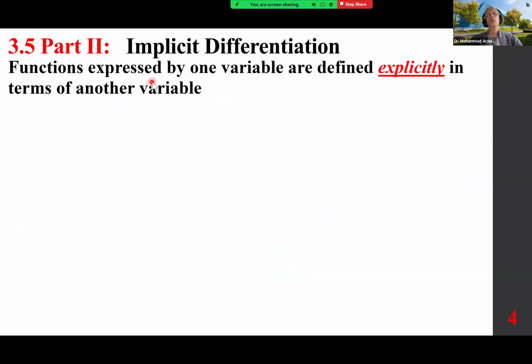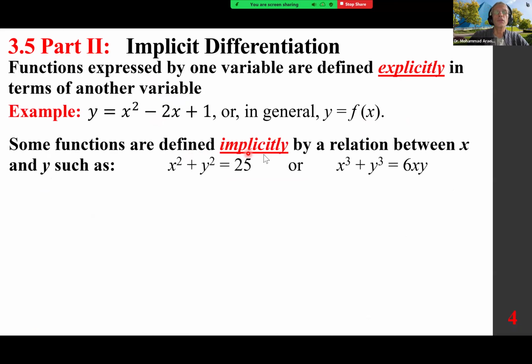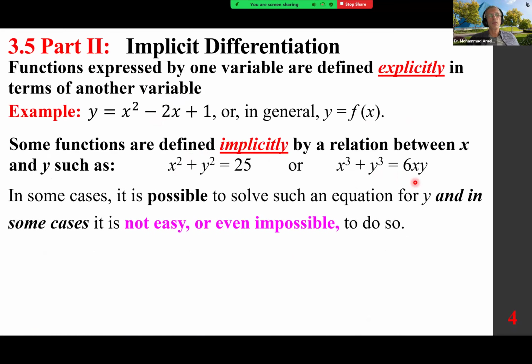Functions expressed by one variable are defined explicitly in terms of another variable. Example, y equals x squared minus 2x plus 1, or in general, y equals f of x. Some functions are defined implicitly by a relation between x and y, such as x squared plus y squared equals 25, or x cubed plus y cubed equals 6xy. In some cases, it is possible to solve such an equation for y, and in some cases, it is not easy or even impossible to do so.